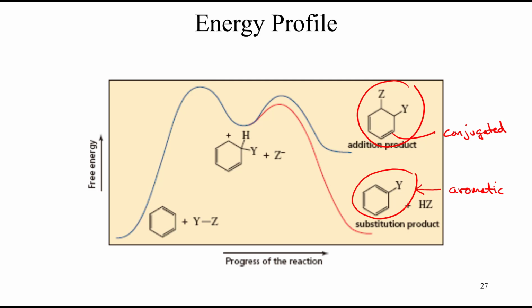So once you get to this intermediate, which could either undergo an addition or a substitution, it chooses to undergo substitution just because the product is more stable than the addition product. Now, in terms of energy, because it's lower in energy, its activation energy is generally much lower. And we've talked about this in earlier chapters. A lower activation energy means the reaction happens much more quickly as a result.